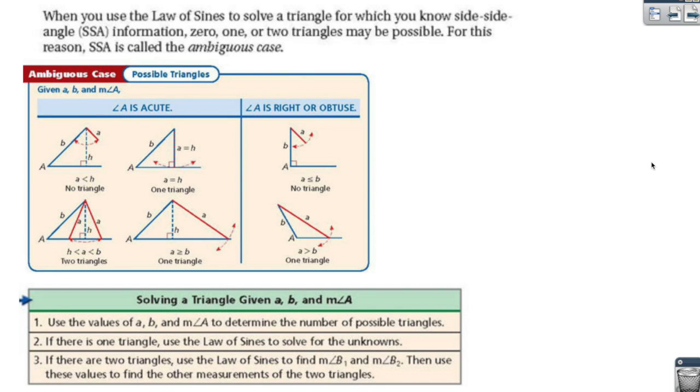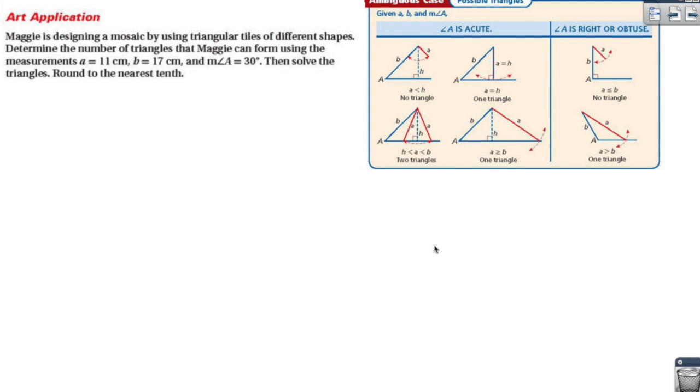Let's look at an example right now and actually give some more meaning to this. Right now it's a lot of table and information, but shortly you're going to see how that's very useful. Maggie is designing a mosaic by using triangle tiles of different shapes. It's not the traditional single-sized shape or single regular triangle. We're going to determine the number of triangles that Maggie can form using the given measurements. You have the A measurement of 11, the B measurement of 17, and of course angle A of 30 degrees. Then we're going to solve the triangle, meaning we're going to find all the missing parts, and round those measurements to the nearest tenth.